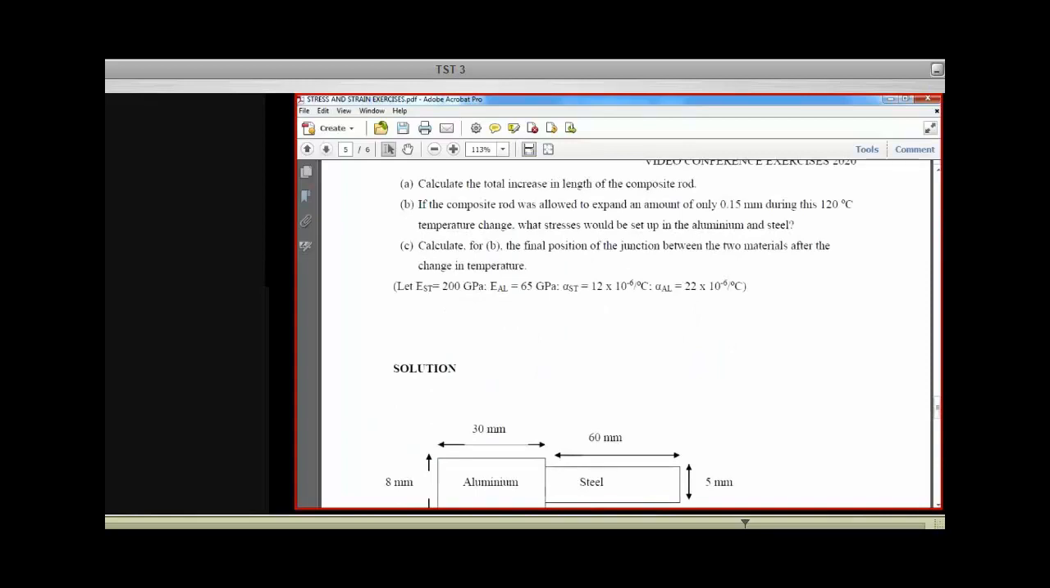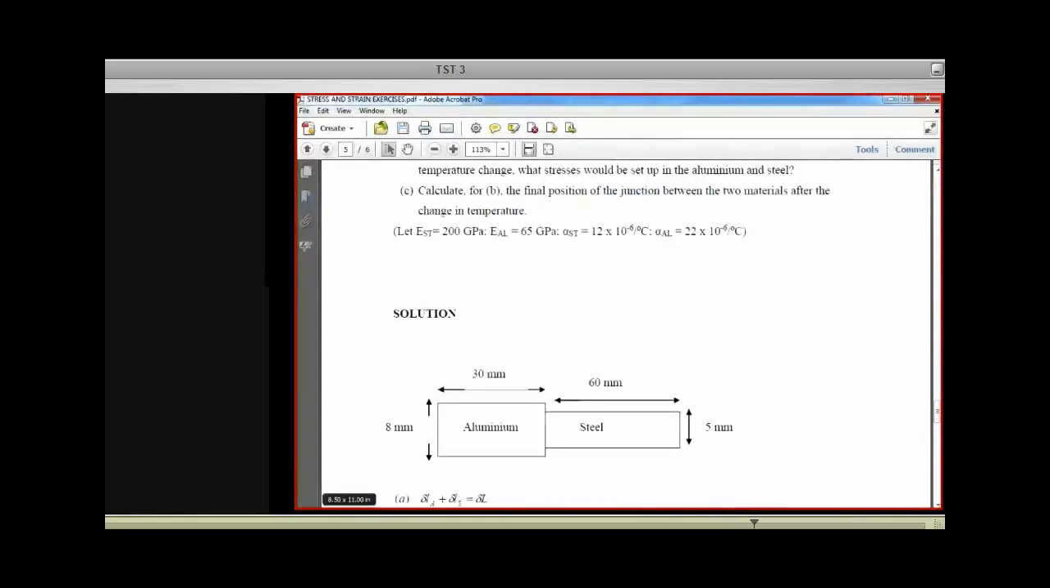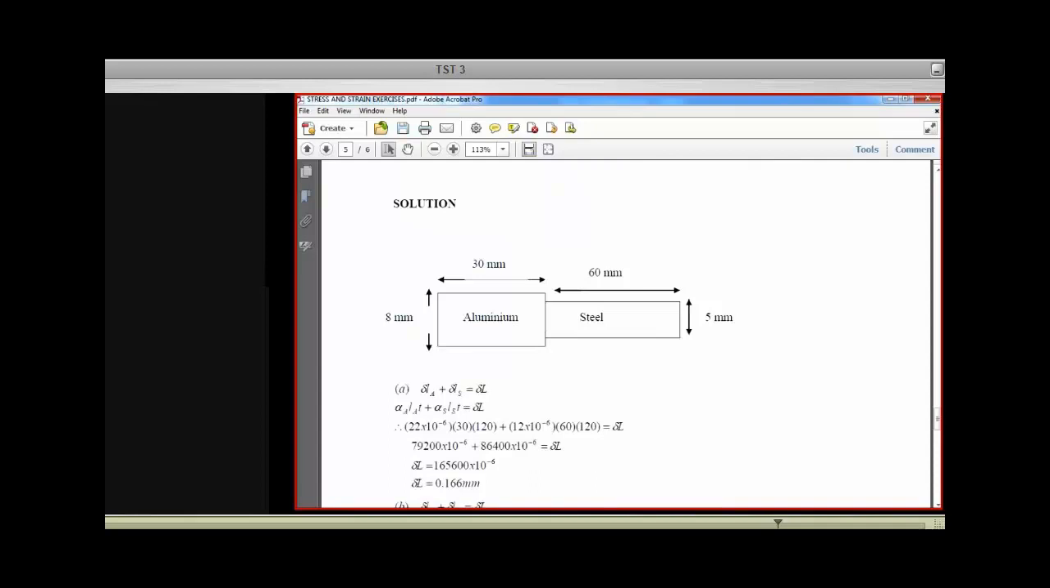So now the last question says that we should calculate, now referring to B part, the final position of the junction between the 2 materials after the change in temperature. Remember, because they extend separately, the final position will be the new length of the aluminum. Because we are talking of this junction, after they've been extended to that amount, what will be the final position at their junction? So the final position will definitely be the position of the aluminum, the new length at which the aluminum has extended. So what we are actually looking for will be the extension for aluminum.